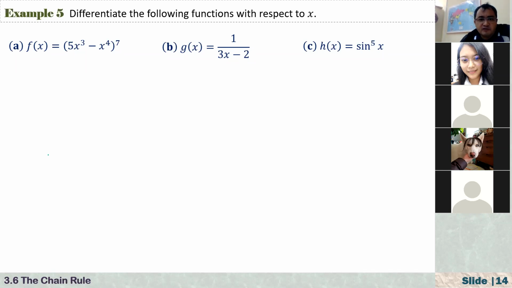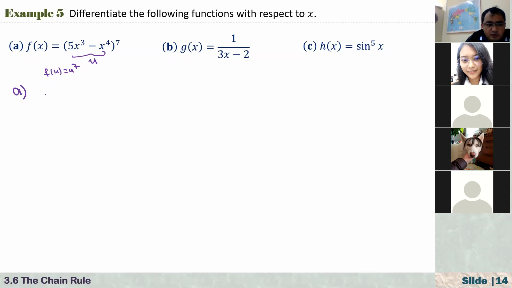For example, differentiate the following functions with respect to x. Let's use a different color here. Let's use purple. Okay, A. So here our power function, let's say it is u. Then f of u is equal to u to the power of 7.